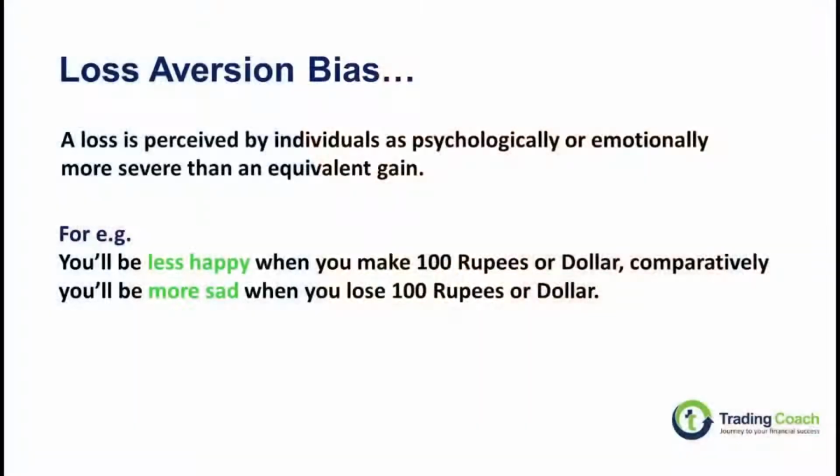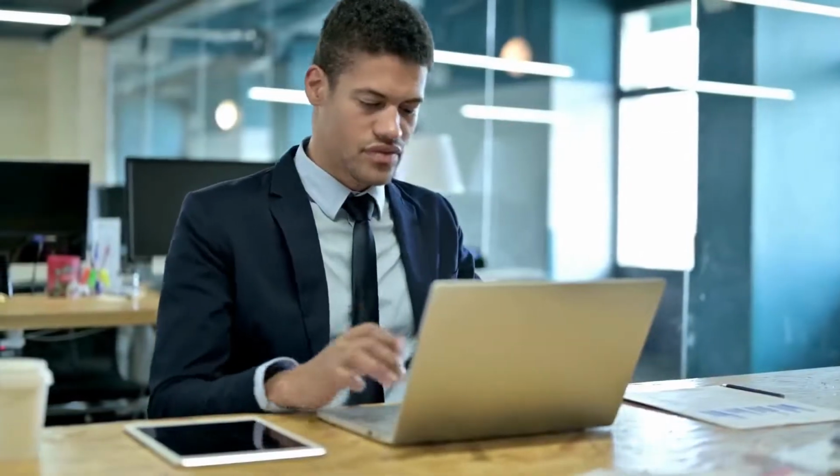Okay, so typically, to put it in a simple sense, whenever you accept profits in trading, whenever you get some profits on your trades, you'll be less happy compared to whenever you make losses. Whenever you make losses in trading, you are going to be more sad. It's a very simple and logical way to understand this. When you are making losses, you'll be more sad, and when you are making profits, you'll be less happy.